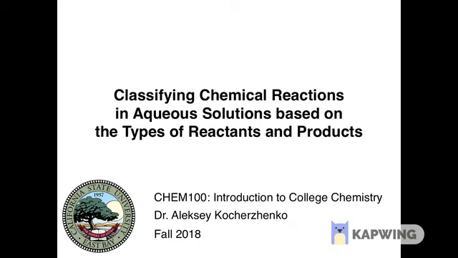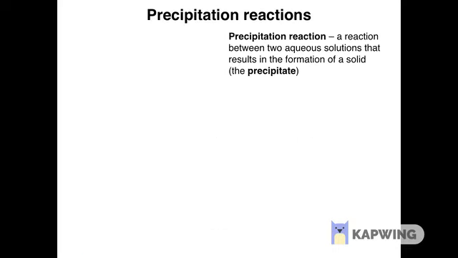We will start by considering a classification for reactions that occur in aqueous solutions that is based on what kinds of reactants are mixed together or what kinds of products are produced. The first type of reaction that can occur in this classification is a precipitation reaction: a reaction between two aqueous solutions that results in the formation of a solid, the precipitate. Let's consider the following example.